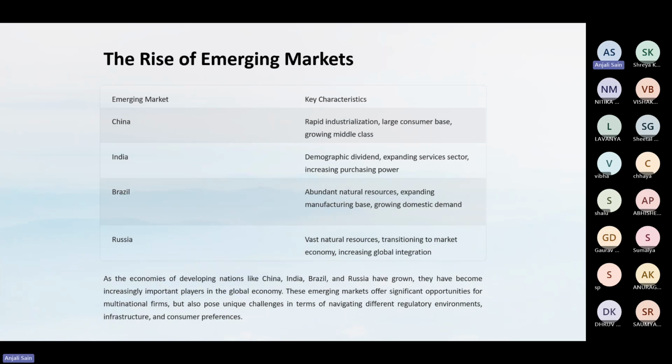Now we'll discuss some of the rising emerging markets. First one is China. Why is China a rising emerging market? Because they have rapid industrialization, a larger consumer base, and a growing middle class. What are the factors which lead to the growth in China?